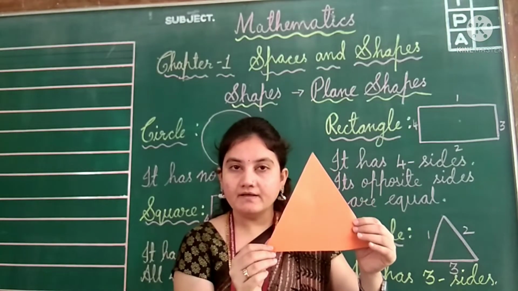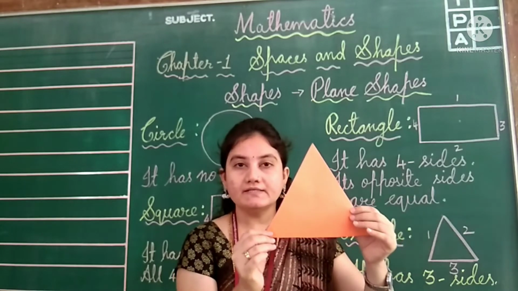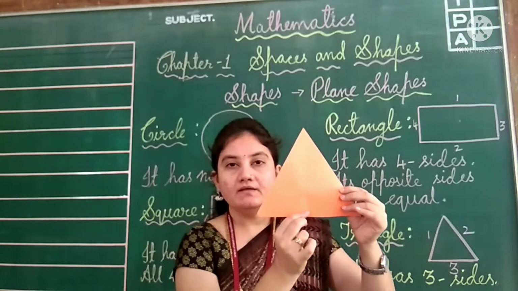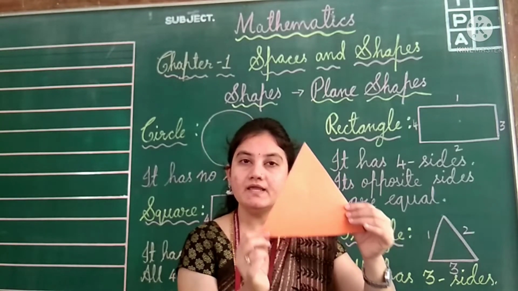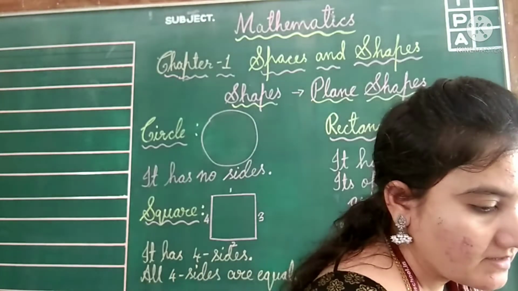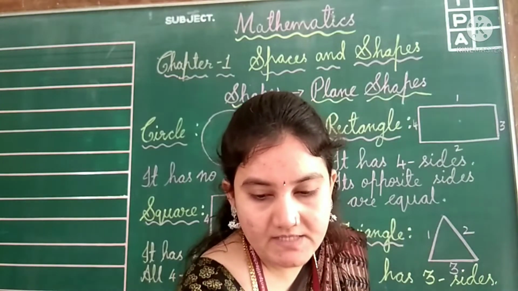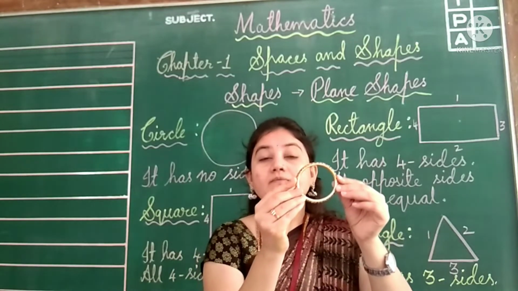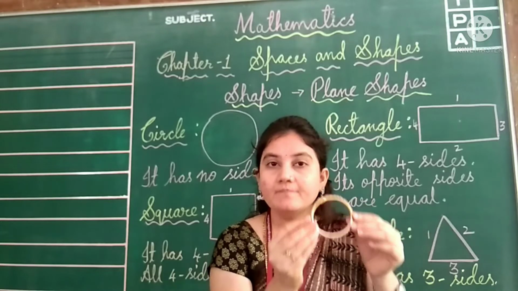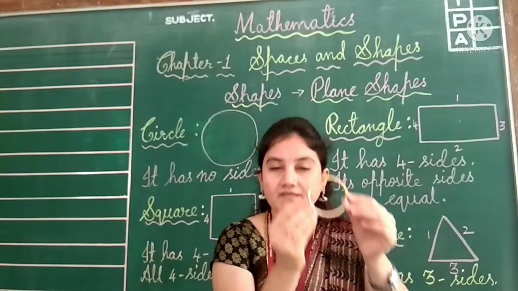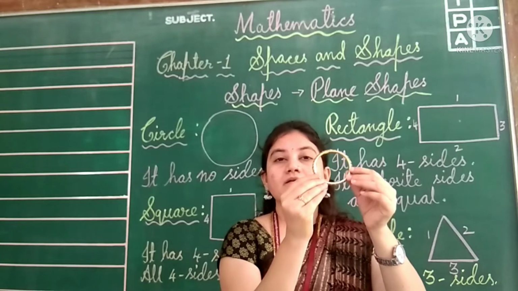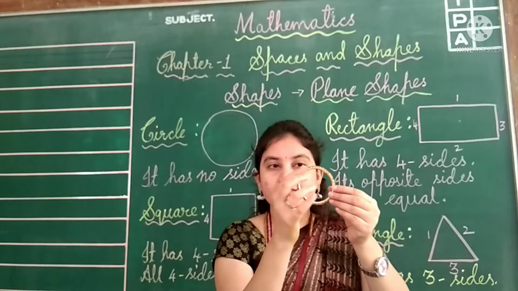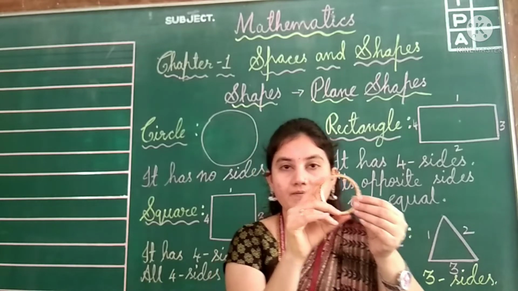This is triangle. It has 3 sides. See here. 1, 2 and 3. Isn't it? It has 3 sides. Now, let me show you some examples. See, what is this, children? Bangle, isn't it? Can you tell me which shape is this? Yes, bangle is in circle shape, isn't it? We can see bangle is in circle shape.